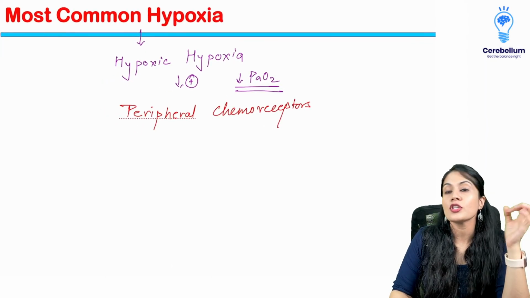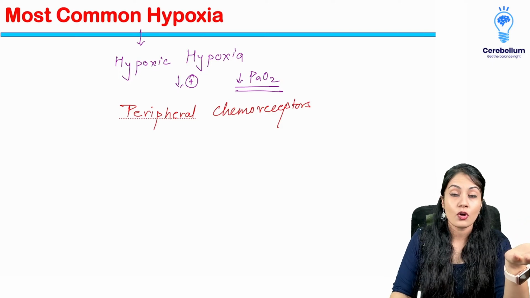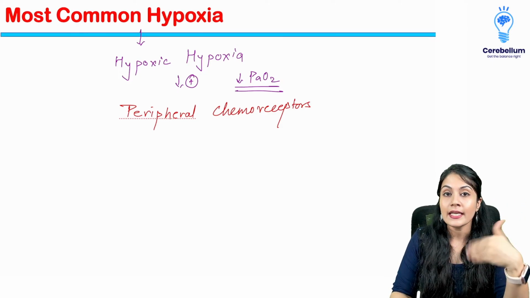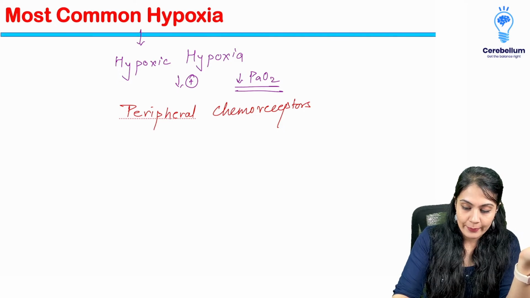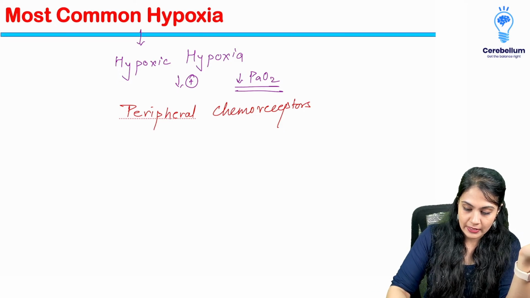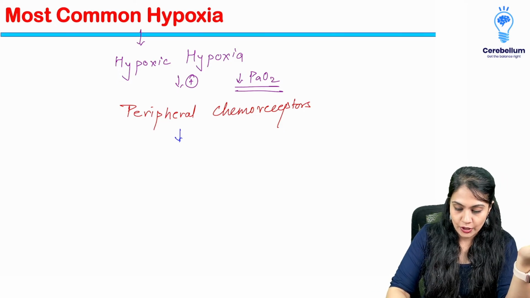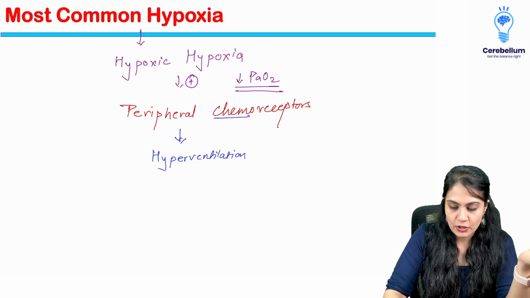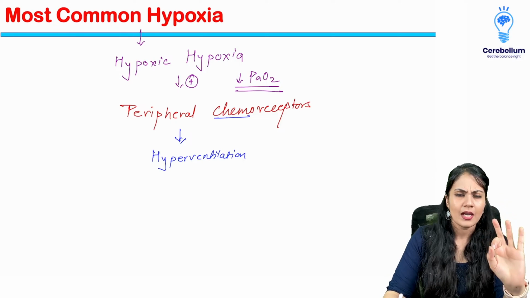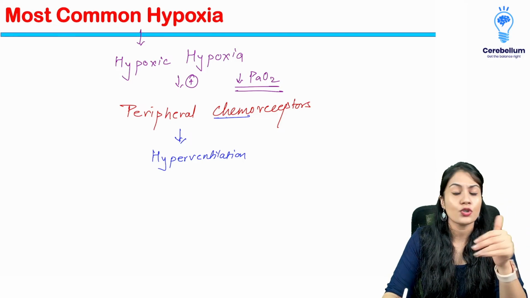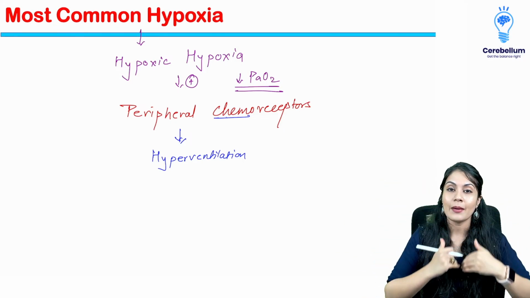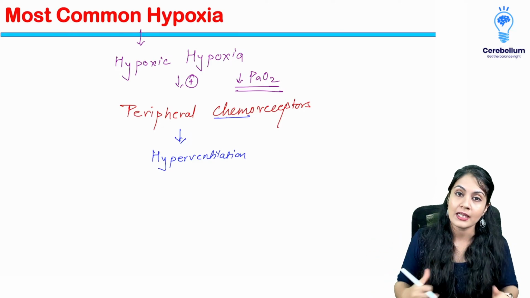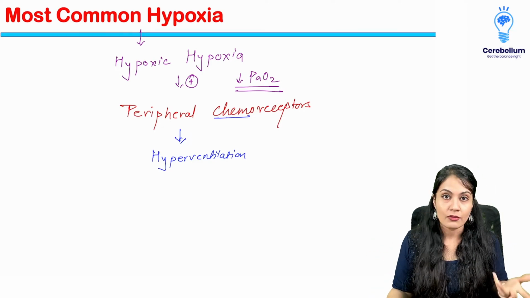If peripheral chemoreceptors are stimulated, what will happen? Of course, their one job is that they increase the ventilation. So hyperventilation can be seen. There will be an increase in the ventilation, known as hyperventilation, because of the stimulation of these chemoreceptors. As soon as they start to do hyperventilation, more air will come inside, and that means more oxygen will come inside the alveoli.